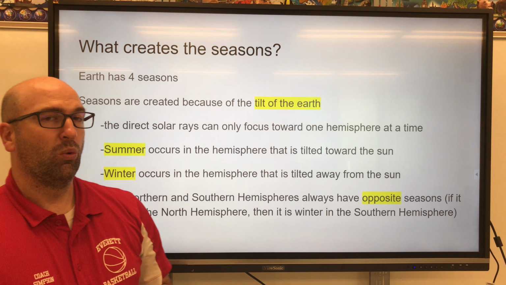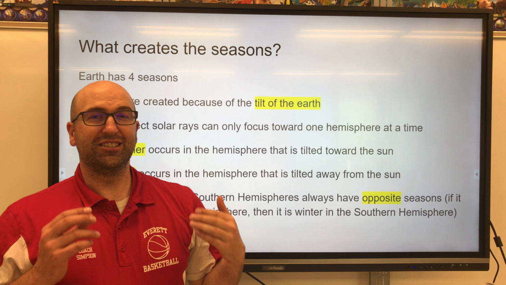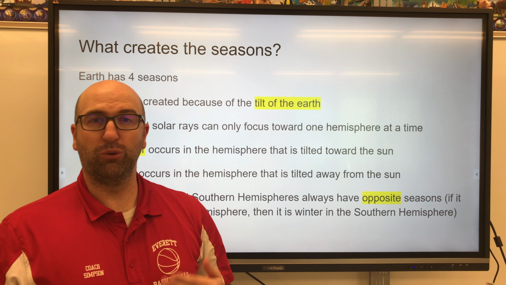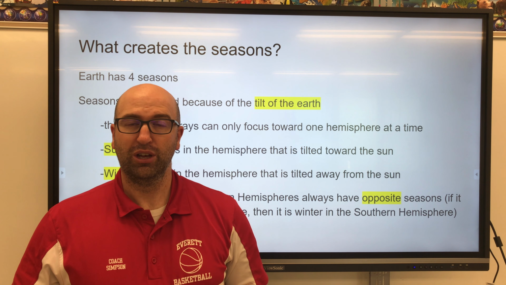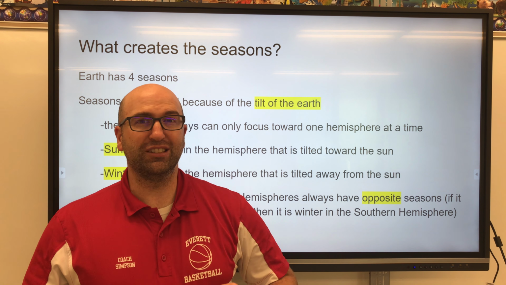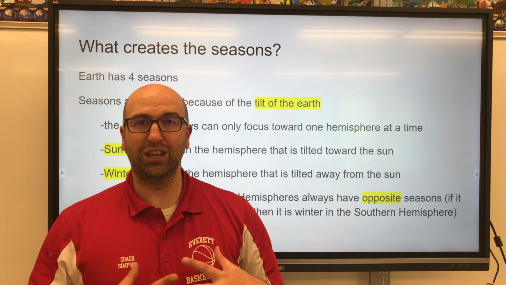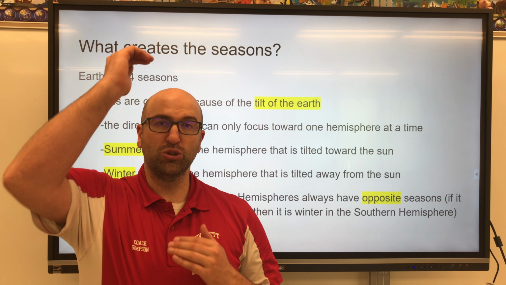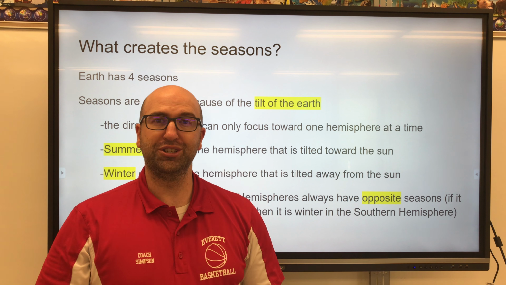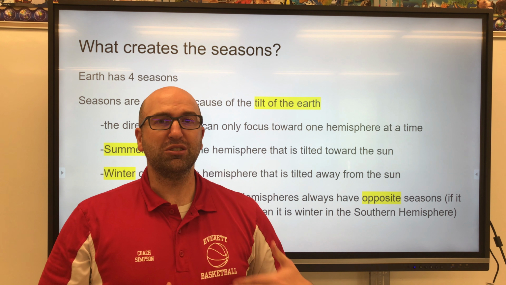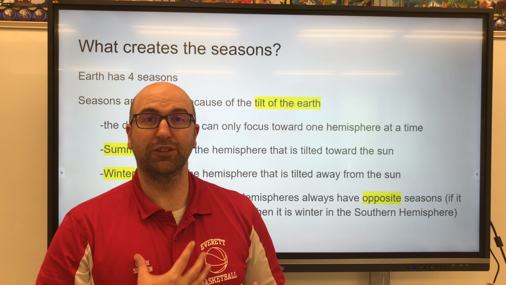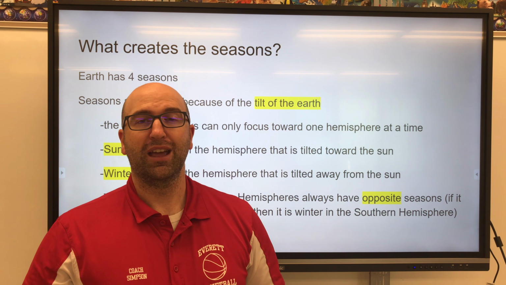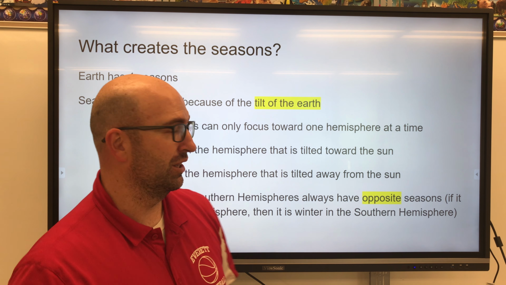And then we said, what causes the seasons? The tilt of the Earth. The tilt of the Earth is why we have 4 distinct seasons on the Earth. Not every area on Earth has 4 distinct seasons. If you're near the equator, you have warm temperatures year-round. If you're near the North or South Pole, you have the cold temperatures year-round. But those middle latitudes, such as Pennsylvania where we live, we have those 4 distinct seasons. And we have those because the Earth is tilted.